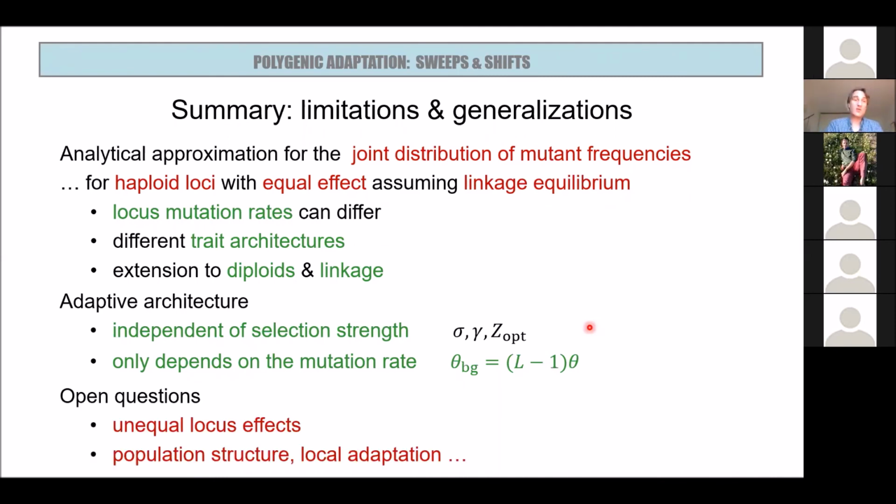Then, of course, there are some open questions. As I said, so far we assume equal locus effects. If there are unequal locus effects, then these results should really change a bit. And also, of course, if we have population structure, local adaptation, more complicated adaptive scenarios. But there's always more work to be done, and I hope that I can do some more on it with Ben, for example, who's my current student on this project.